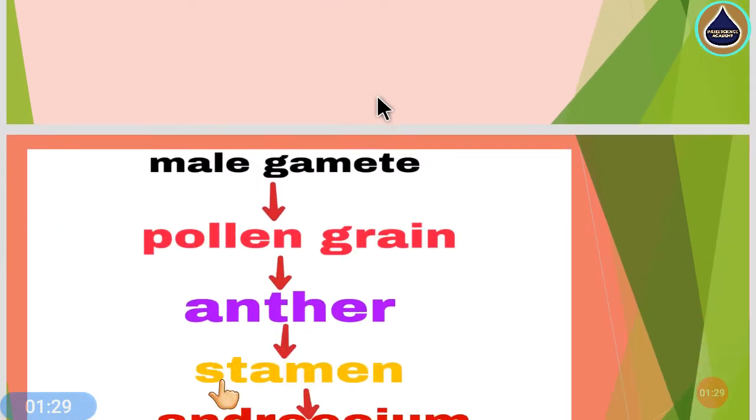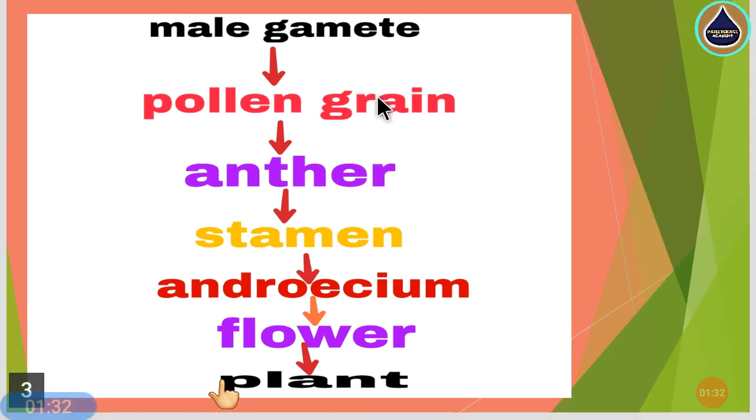Now, before I take the example of seed formation and how many cells are needed, I would like to explain how this male gamete is formed and where its location is. This male gamete is formed in the pollen grain, and this pollen grain is found in the anther, and the anther is the part of the stamen, and the stamen is the part of the androecium, and the androecium is the male part of the flower, and the flower is the part of the plant.